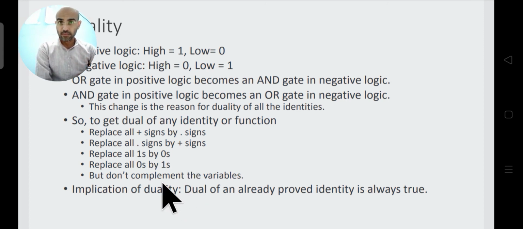But the important thing is we do not complement the variables. That is why I have said that if the function earlier was a dot b, then it will become a plus b, not a bar plus b bar. That is what I was telling you. If I had asked you to make the complement of a dot b, then you would complement it, apply De Morgan's, and it will become a bar plus b bar.